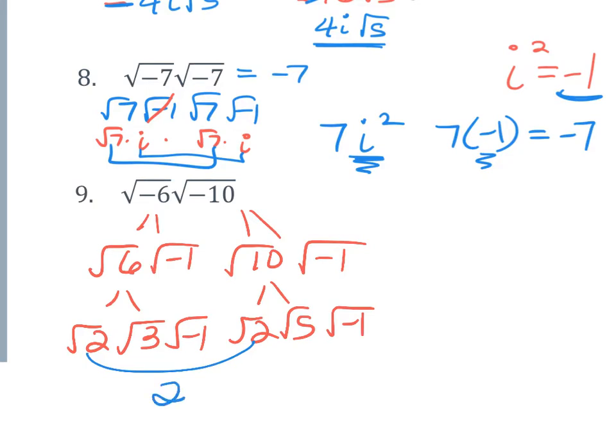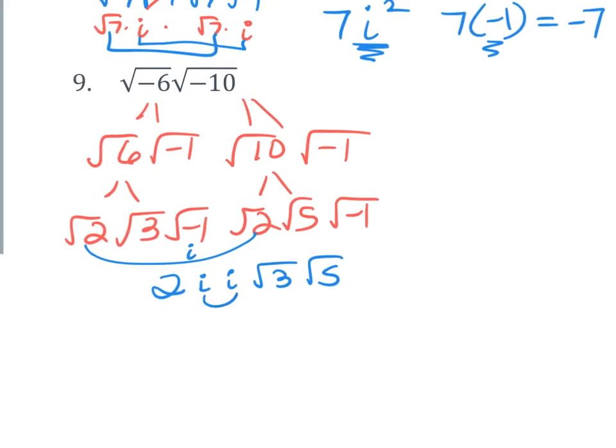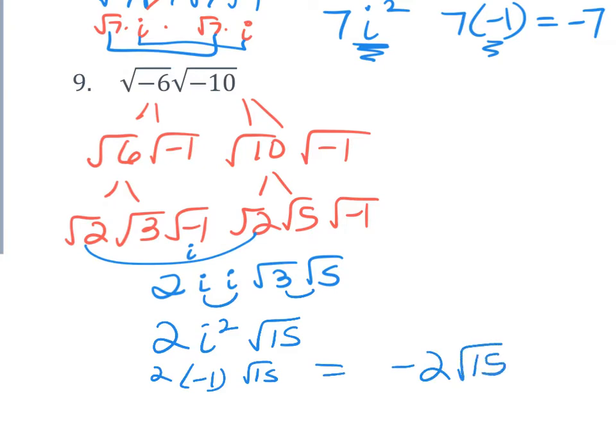The -1s become i's, and then the 3 and the 5 stay underneath. So now this becomes i squared. I can multiply these back, and again, remember i squared equals -1. So this would become -2 square root 15. Common mistake, students are going to do -6 times -10 and think it's +60. You have to break down and bring out the i's. Okay, so this is a negative answer.